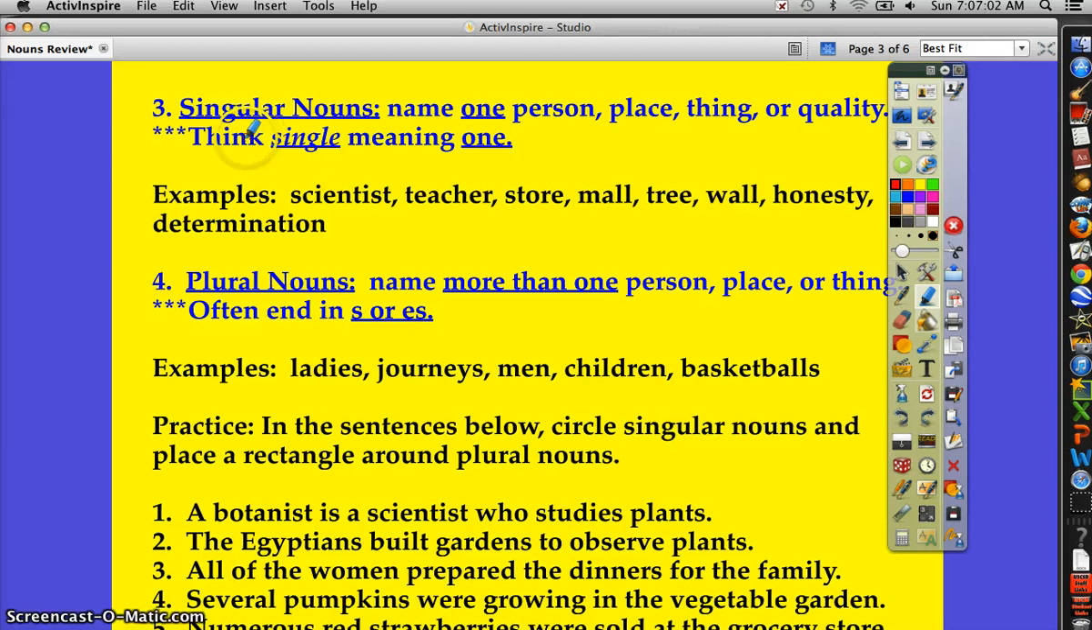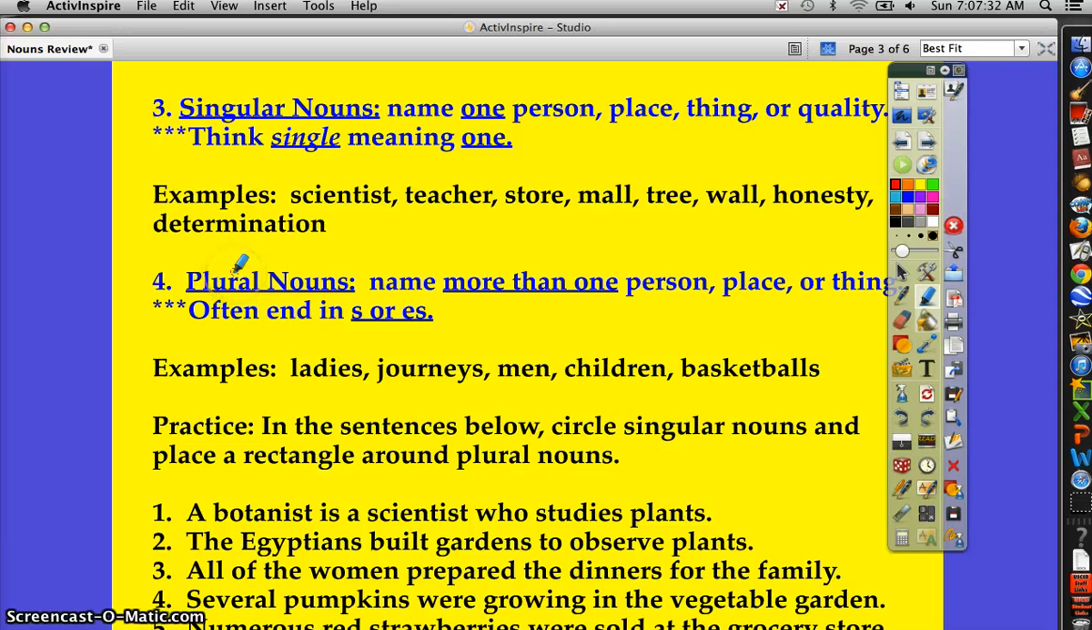In class we talked about how the word single means about the same as singular. We talked about, if a baseball player hits a single, they get one base. If you have a single scoop of ice cream, you get one scoop. So single would be one. Examples now: scientist, teacher, store, mall, tree, wall. Honesty, again a quality, and determination would be another quality, a singular noun.